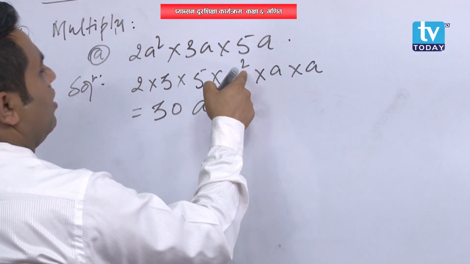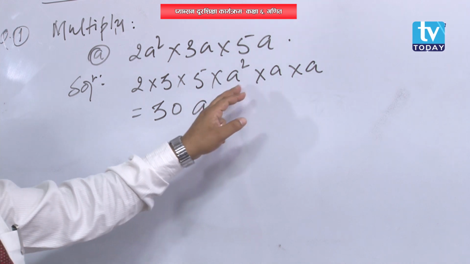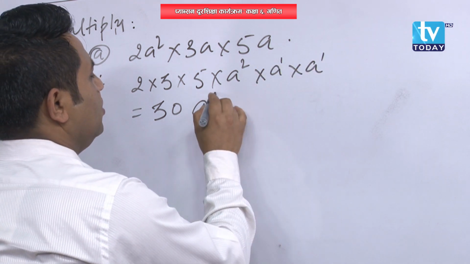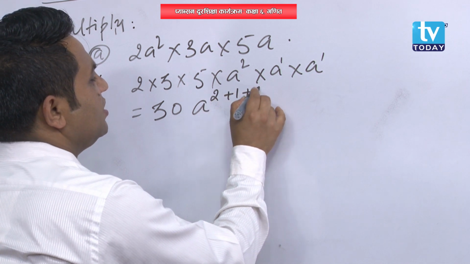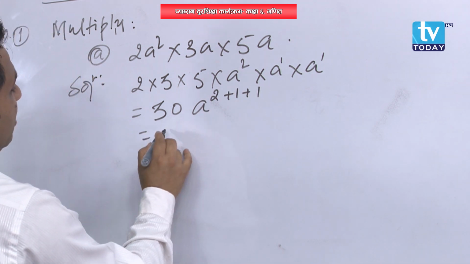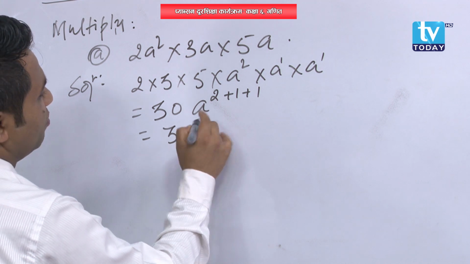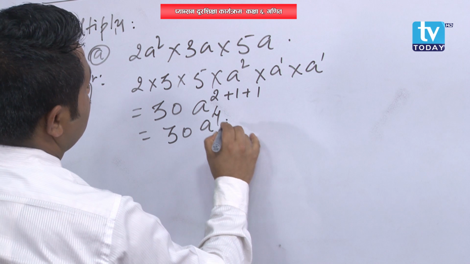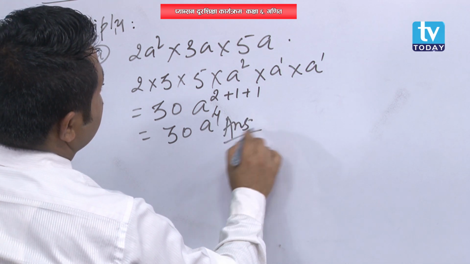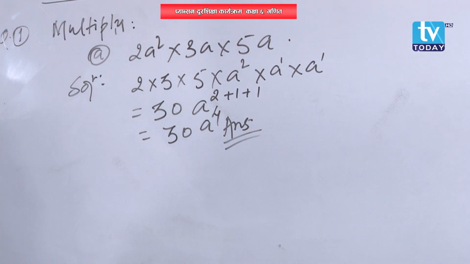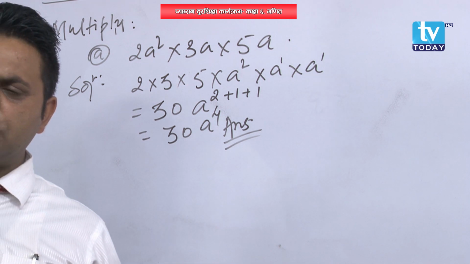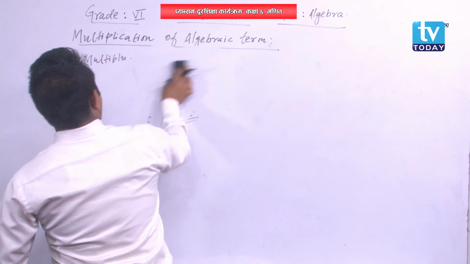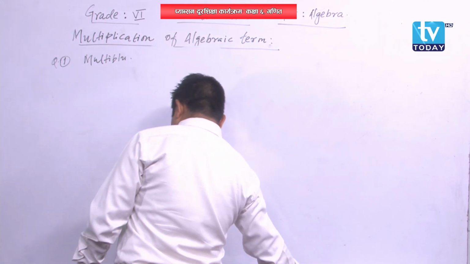Then the base is the same, a, and its power will be 1. So 2 plus 1 plus 1. Now 30 a to the power 2 plus 1 is 3, 3 plus 1 is 4. This is the answer. In this way you can multiply. If there are more than 2 terms, more than 3 terms also, you can multiply. Are you getting me? Now I am writing another question.